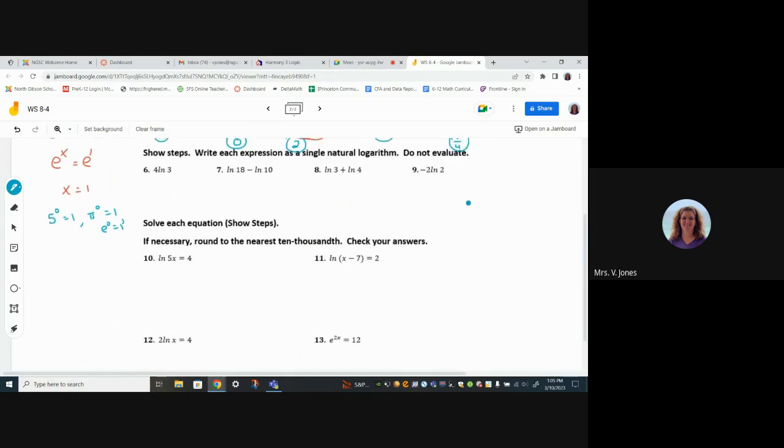So number 6. We have a number out in front of the logarithm. We don't want that, so we're going to move that back here as the exponent. That is property D. Property D is the one that allows us to do that. Remember, with an ln, it's still a logarithm, so it still follows the same rules. So natural logarithm of 3 to the 4th.